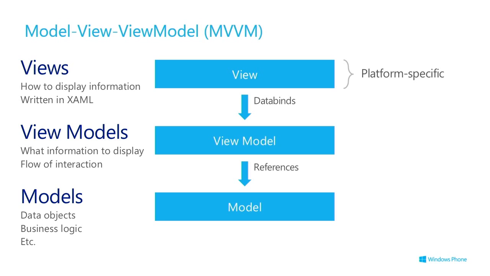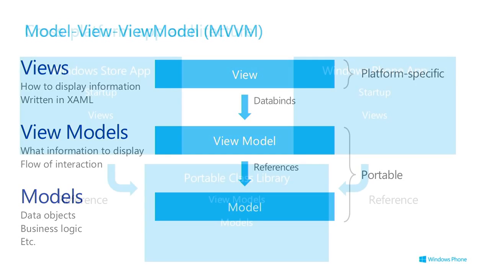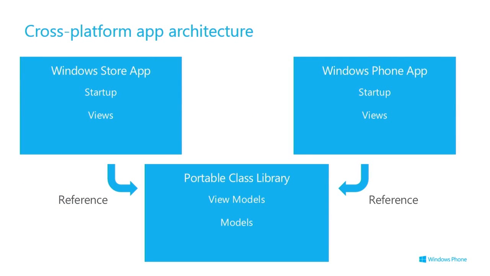So those are going to be platform specific. This is where you're going to need one view for your Windows Phone app and another view layer for your Windows 8 app. And as much as possible of the stuff underneath there, you're going to try and put as much as possible into portable class libraries, and you're going to have to augment that with a few add-ons. So what you end up with is an architecture that looks like this, where as much of your view models and models is in the portable class library, and then you've got two different projects which implement some of the startup logic and the views for both your Windows Store app and for your Windows Phone app.